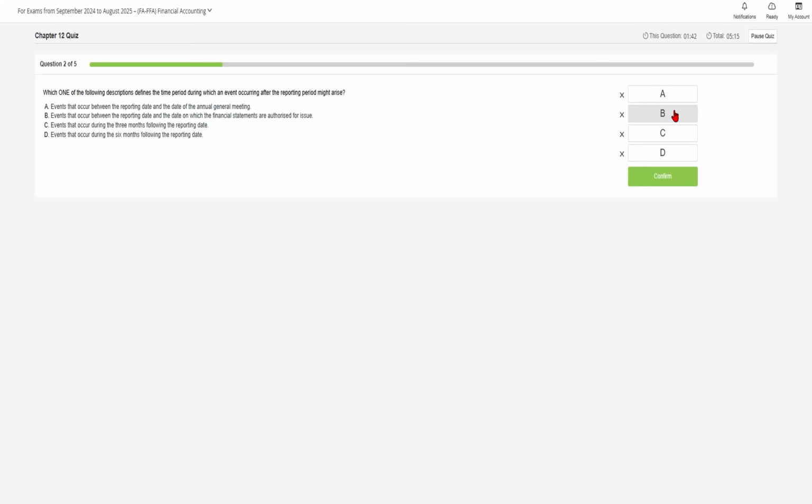And now C. Events that occur during the 3 months following the reporting date. See, the standard does not specify the time period, so that's why it's incorrect. And the last, events that occur during 6 months following the reporting date, again it is specifying the time period. It's not correct.